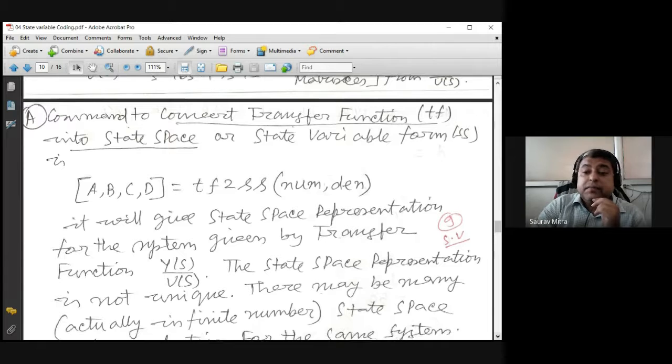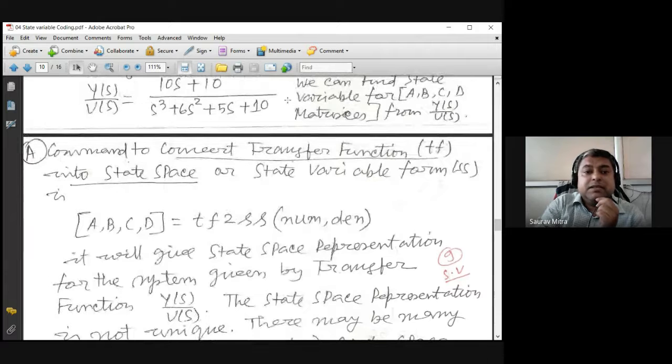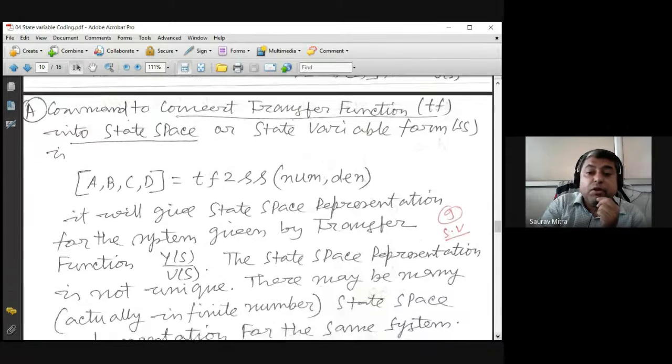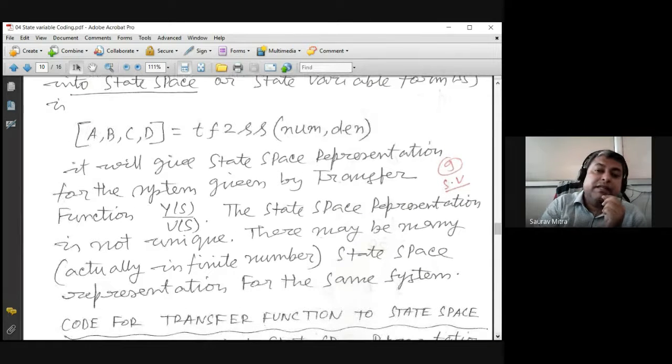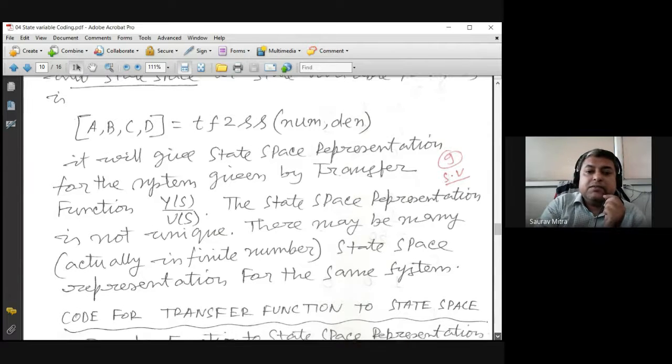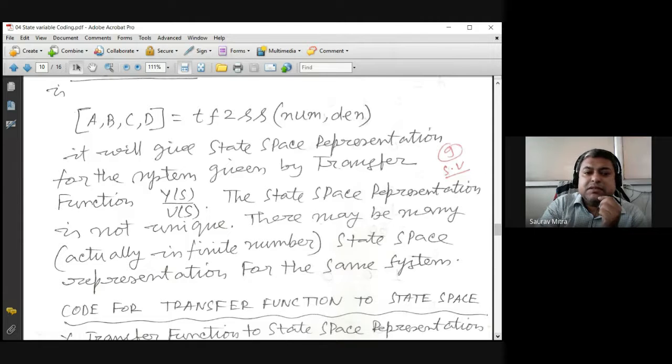Before that, you have to represent the transfer function. One example is given at the top, that is (10s + 10) divided by (s^3 + 6s^2 + 5s + 10). So you first form this by using num and den, and only then can you write [A,B,C,D] = tf2ss(num, den). It will give the state space representation for the system given by the transfer function Y(s)/U(s). The state space representation is not unique. There may be infinite numbers of state variable representations for the same system.